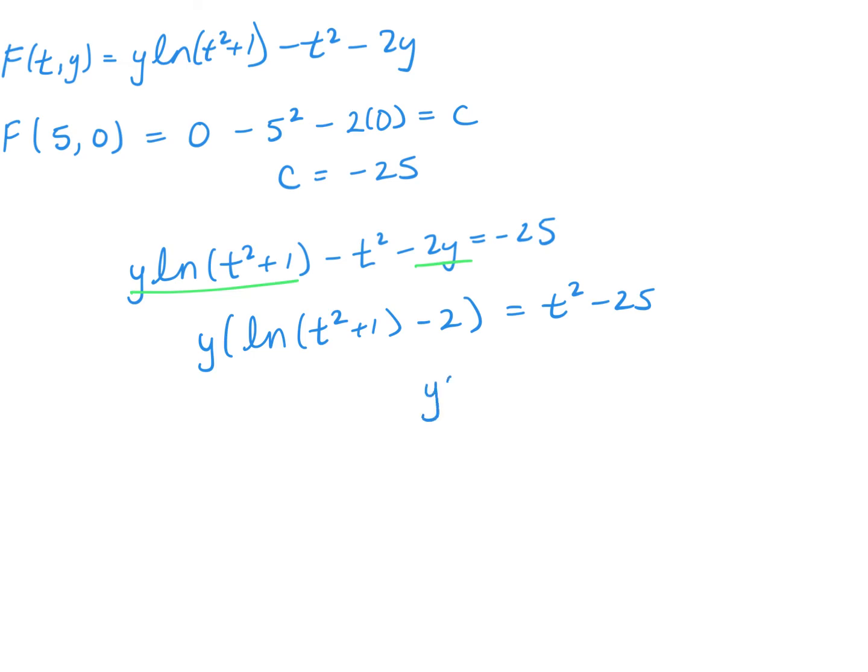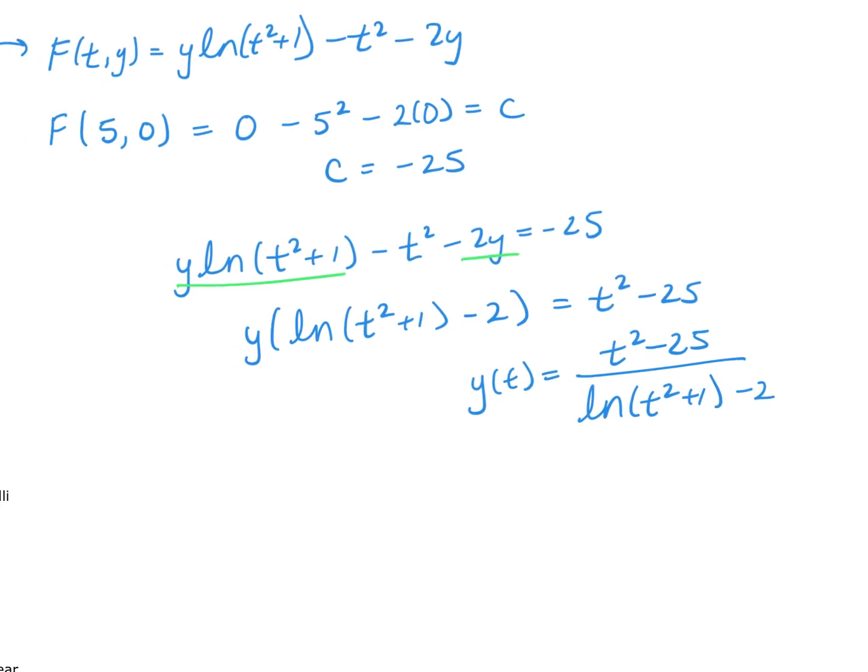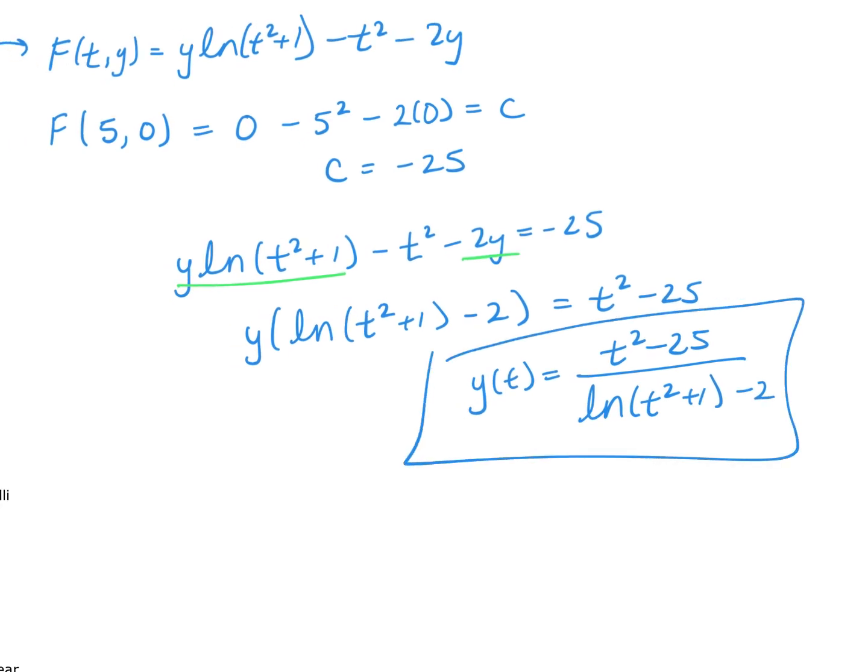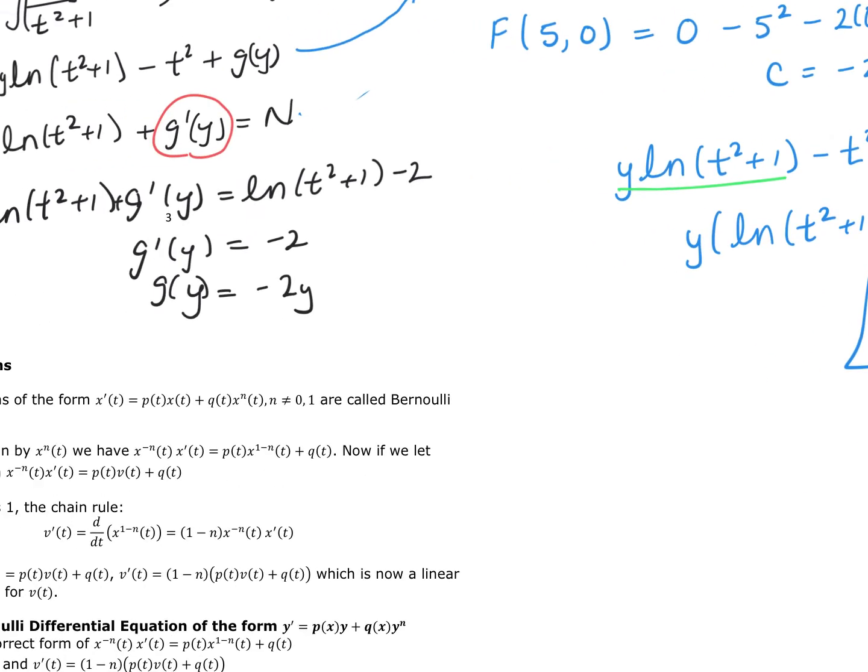I'm going to get y as a function of t as (t squared minus 25) over the natural log of (t squared plus 1) minus 2. And here is my final answer. Now let's take a look at Bernoulli equations.